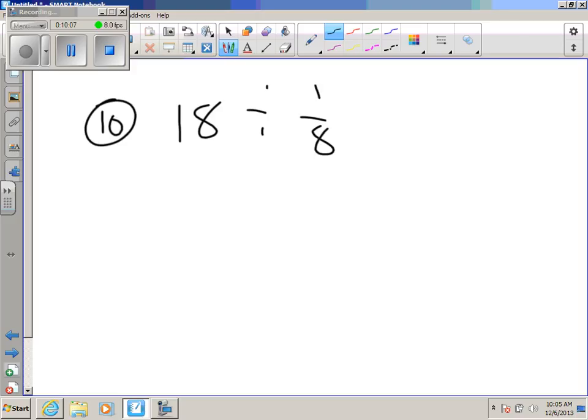18 divided by 1/8. These can get tricky if you lose track of what's going on. Everything has to be in fraction form. That 18 over 1 is going to stay 18 over 1. But I'm dividing, so I'm going to multiply by the reciprocal, 8 over 1. Nothing in common diagonally. So 18 times 8, 144 over 1.